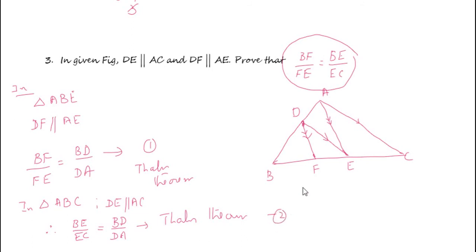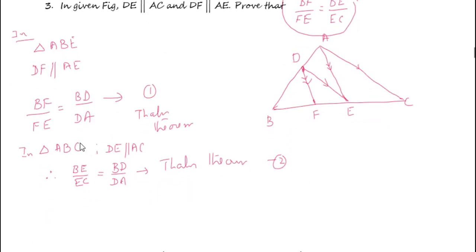Now from 1 and 2, both these are equal to BD by DA. Therefore, they are equal. So from 1 and 2, BF divided by FE equal to BE divided by EC. So we have proved it.